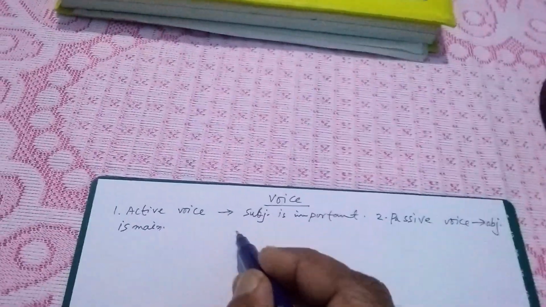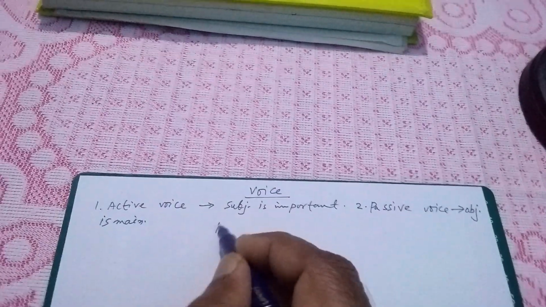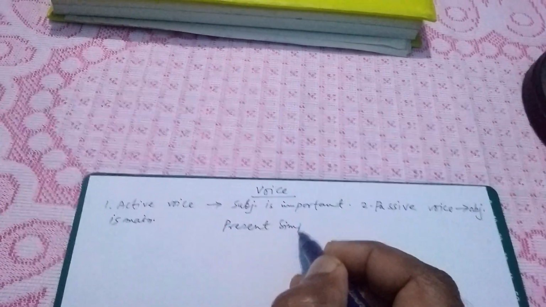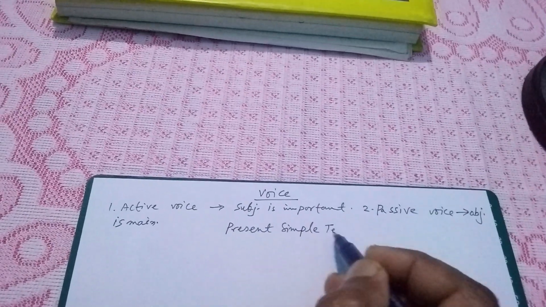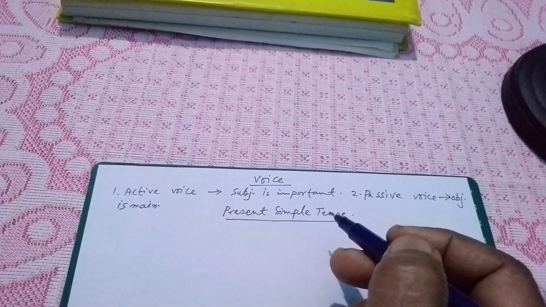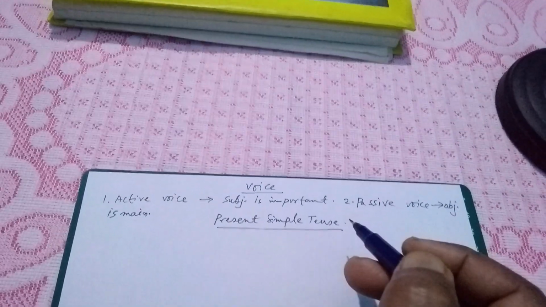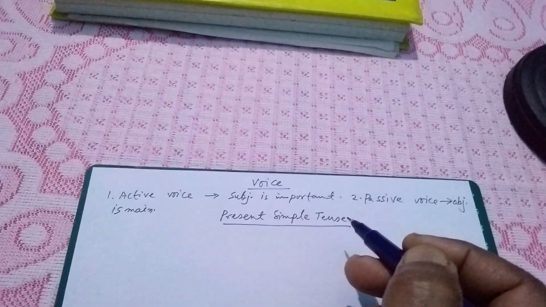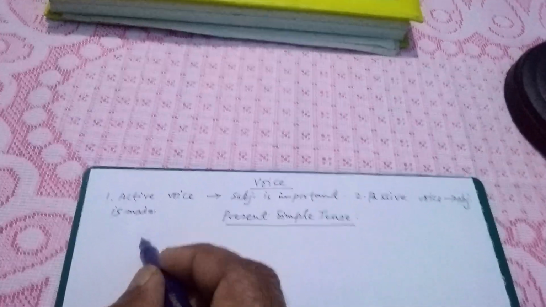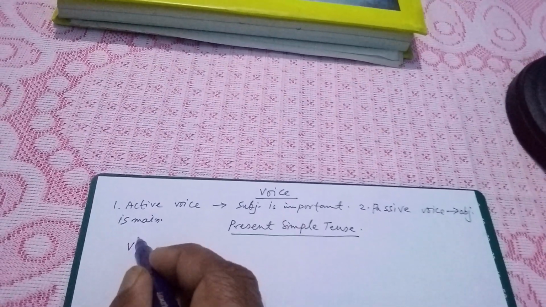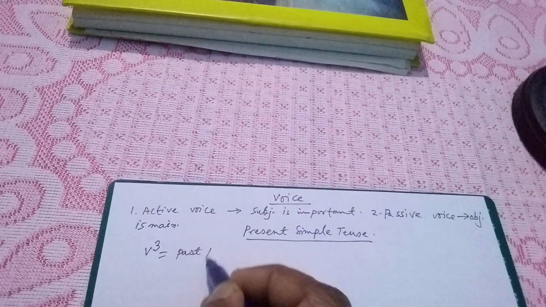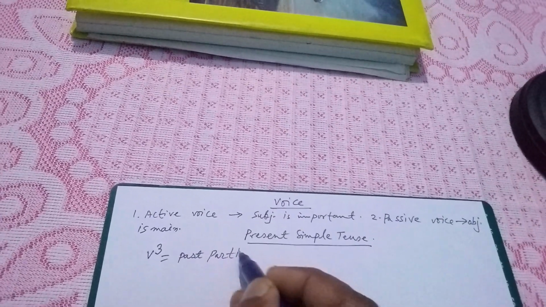Now, I will talk about present simple tense, and then we will see how to convert present simple sentences into passive voice. So, before that I should tell you, we always have to use V3, that is called past participle.